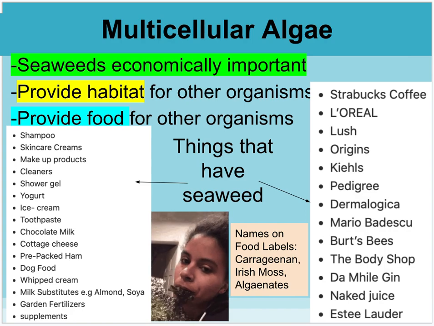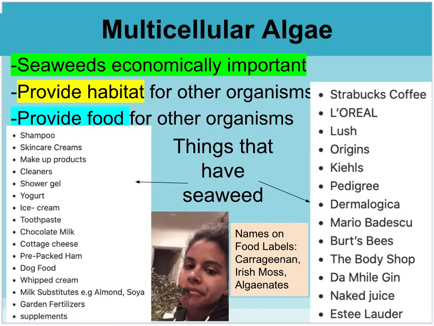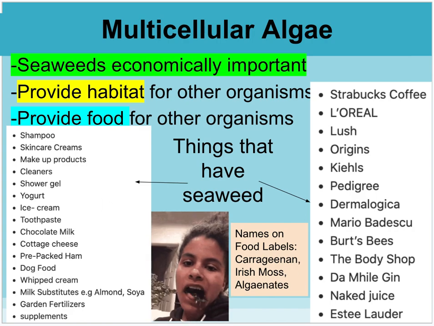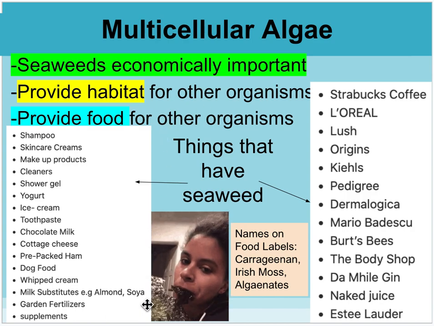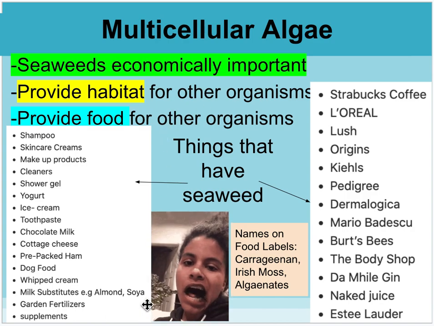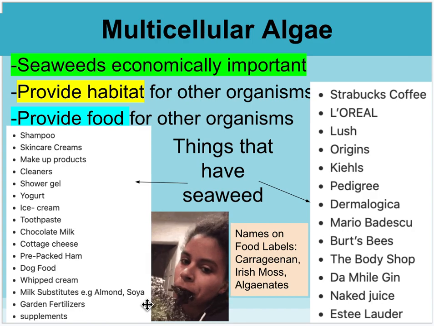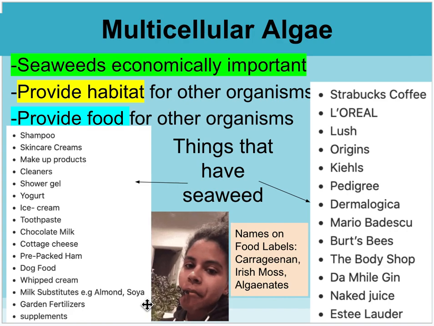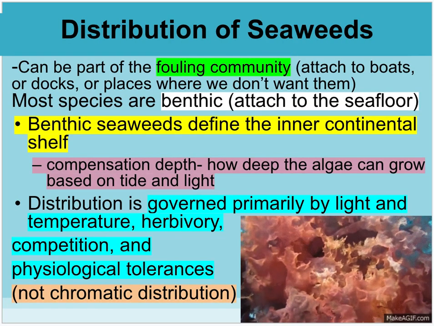Not only are they providing habitat for lots of our fish and other organisms, but they do provide food and various products for us. So these are all different products and foods that have seaweed in them. And names that you can find on labels are highly varied, but some of the common ones are carrageenan, or it'll be called Irish moss, or even alginates.